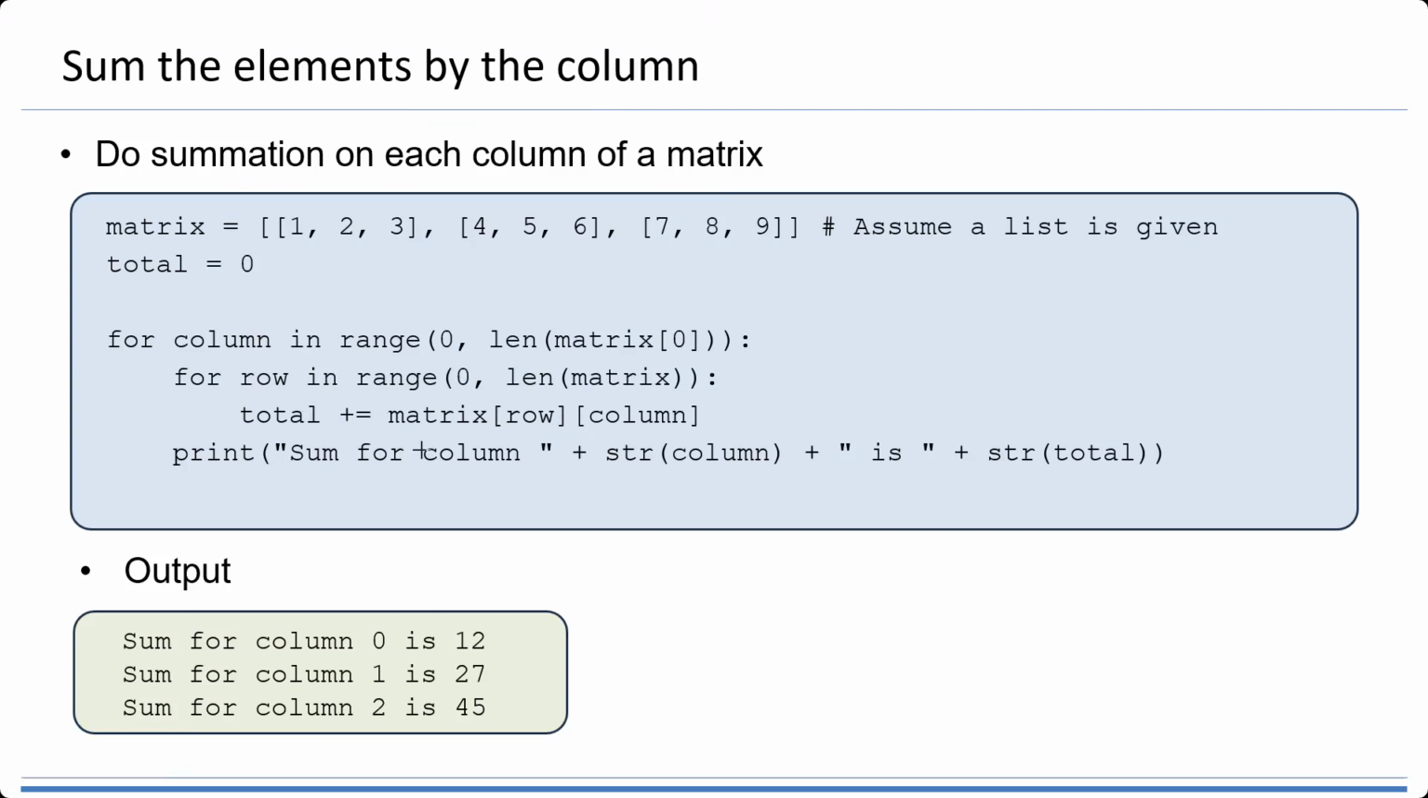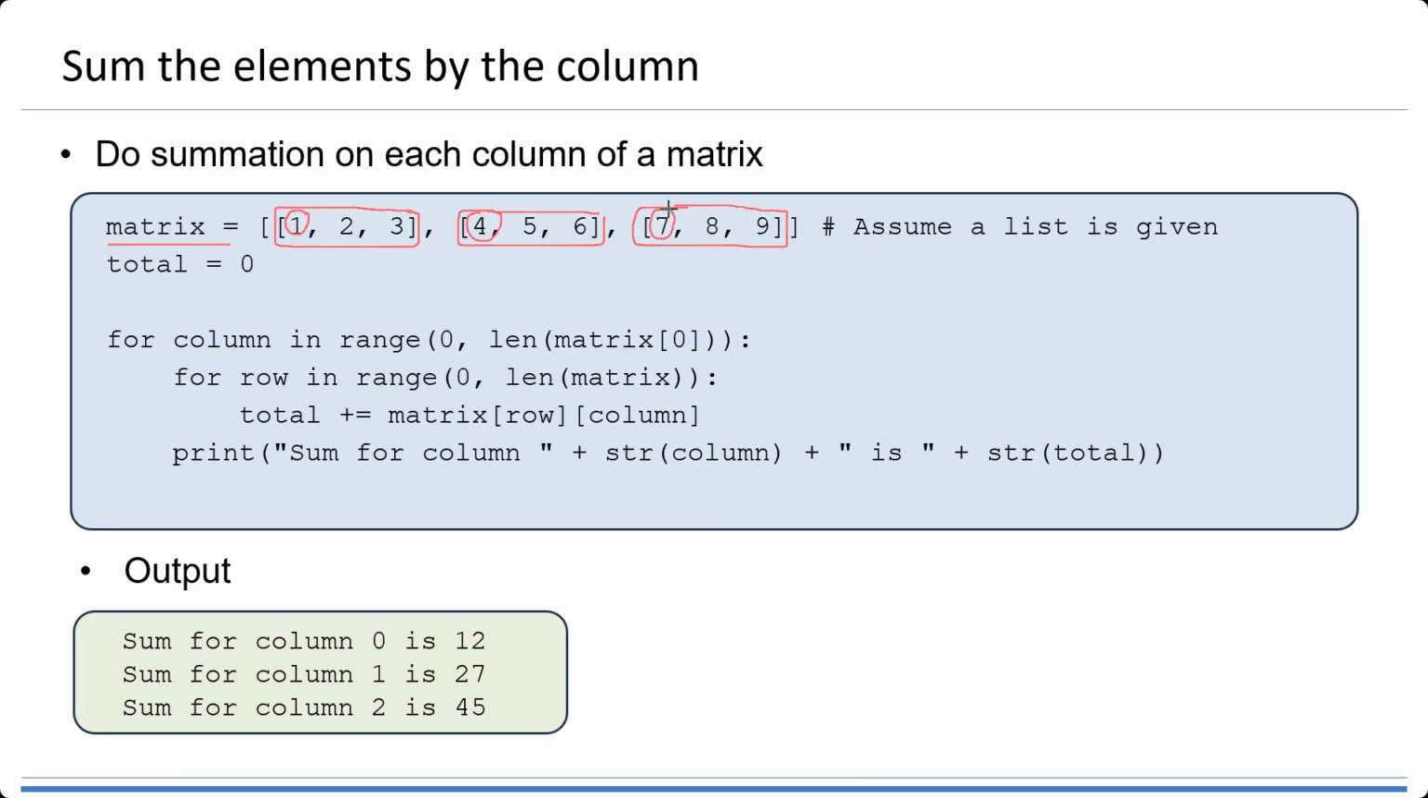Now, we will do something different with the loop. We have this matrix. We have this element. We have this element. And we have this element. In the column 1, it means we want to add 1 plus 4 plus 7.